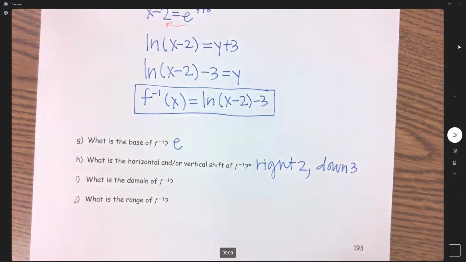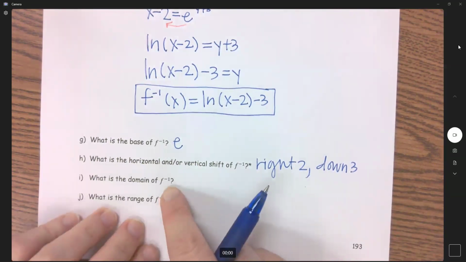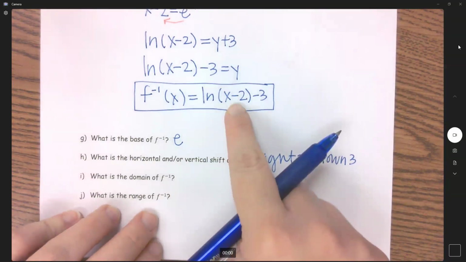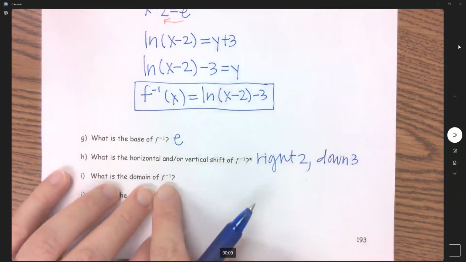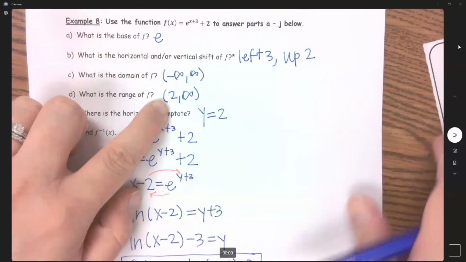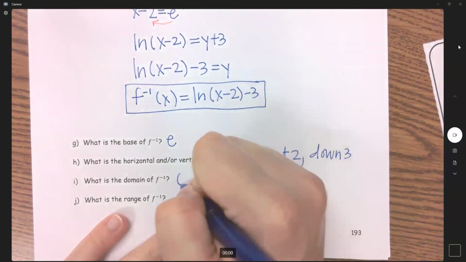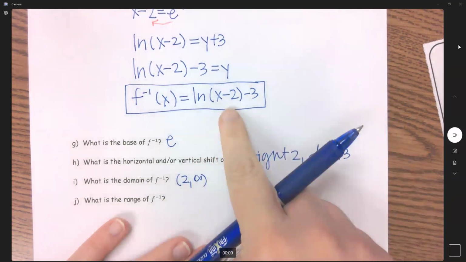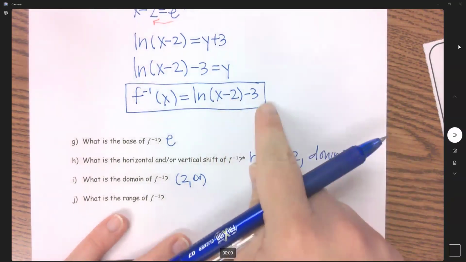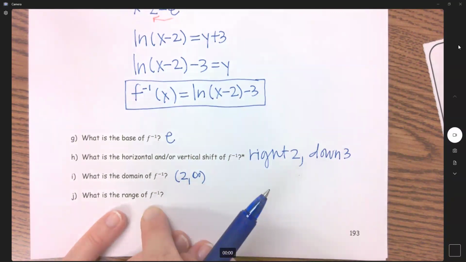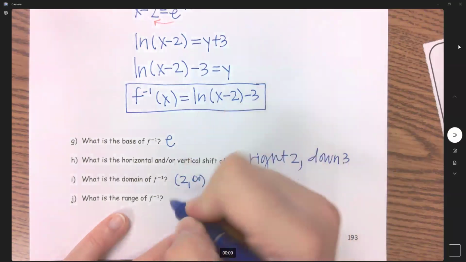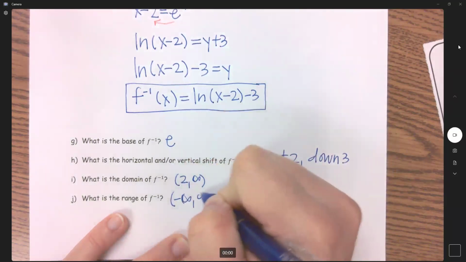What's the domain? You can do it one of 2 ways, maybe 3 ways. You can use the graph. You can take what's in parentheses and set it to be greater than 0, or the domain will be the same as this range, which is what we get if we set this to be greater than 0, add that 2, we get that x must be greater than 2. And then your range, for all logs, your range is all real numbers, or your range will be the same as the domain here. Those should be equal.